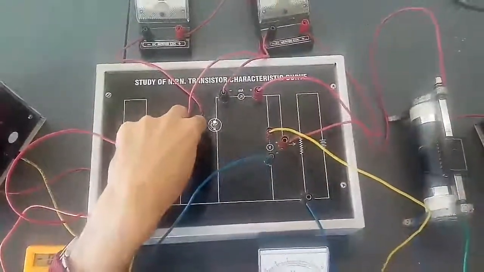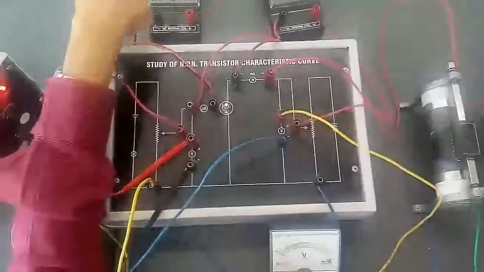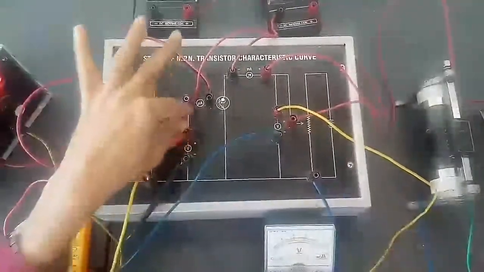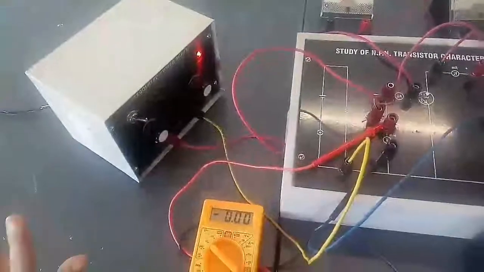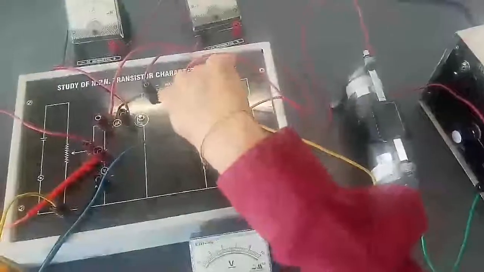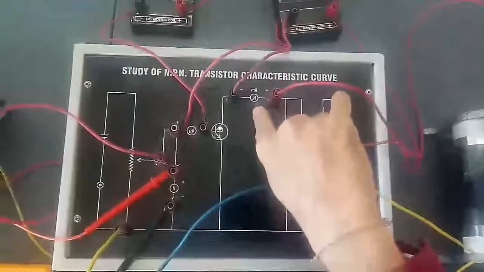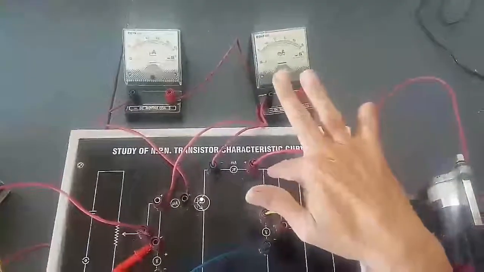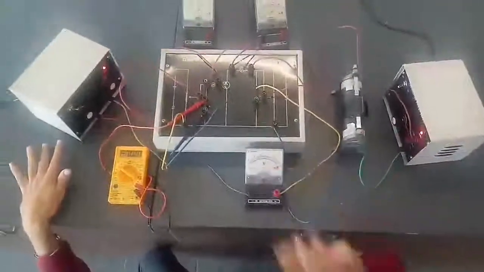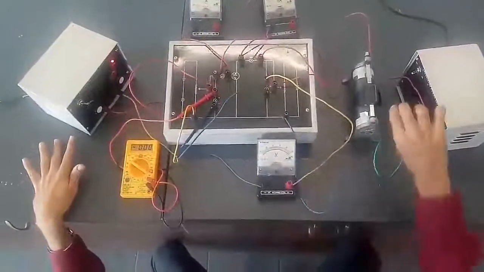Here, to measure the current passing through it, let me connect a microammeter, and to measure the potential difference across it, let me connect a voltmeter, and connect the input battery. In the output we will measure the collector current IC, which will be in mA, and the potential difference across collector and emitter, VCE, by this voltmeter, and connect the battery here. Now let me arrange the 4 volt in output.